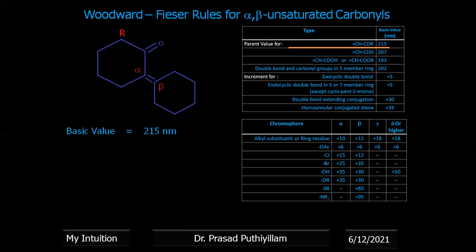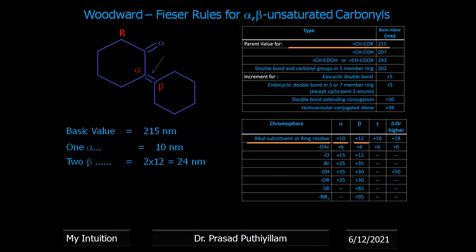Base value is 215, and there are alkyl substituents or ring residue substituents. At alpha position, one ring residue is present here. At beta position, two ring residues are present. Therefore, one alpha is there, 10 nanometer, and there are 2 beta, this is 2 into 12, 24 nanometer. We need to add these as increments.